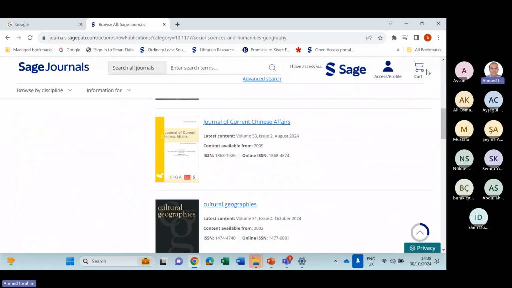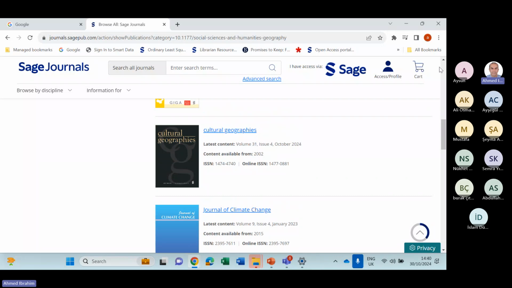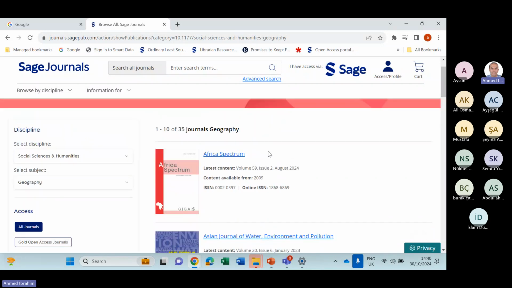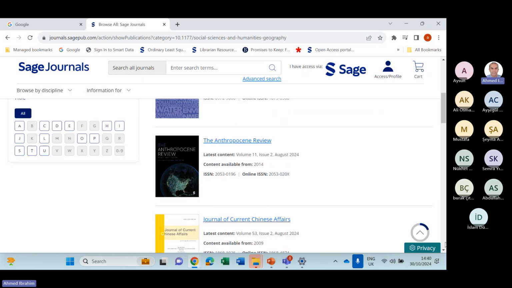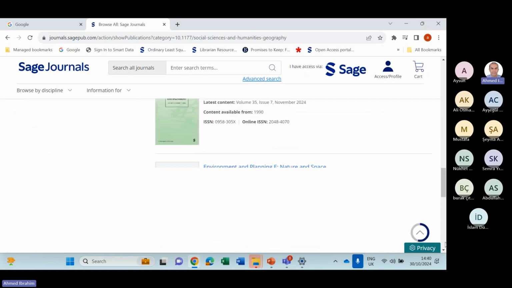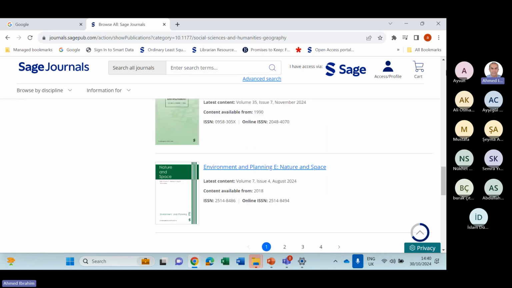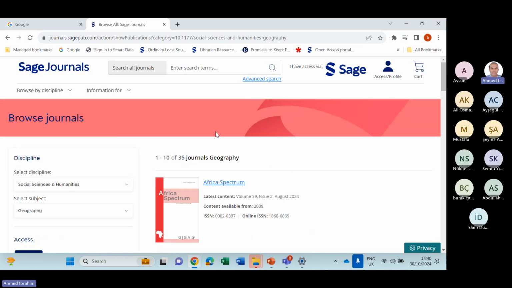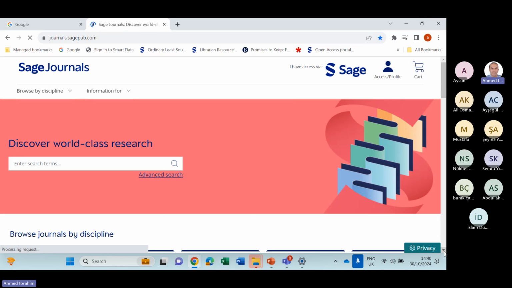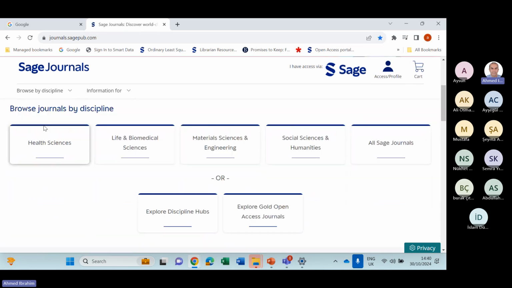So this Journal of Current Chinese Affairs, Culture, Geographies, and you can find here the last issue of the journal, and you can find the content available since when. So I would like to draw your attention: when you find a journal available since a long time with high impact factors, this means that this journal is well known, well reputed. It keeps its readership over a large period of time. So it's a journal for you to use.